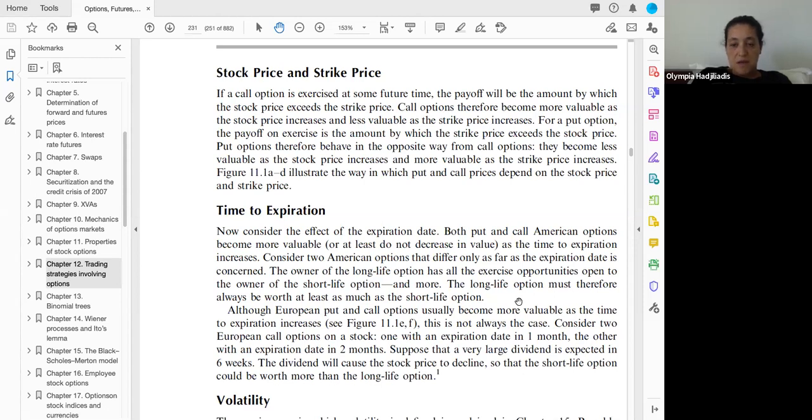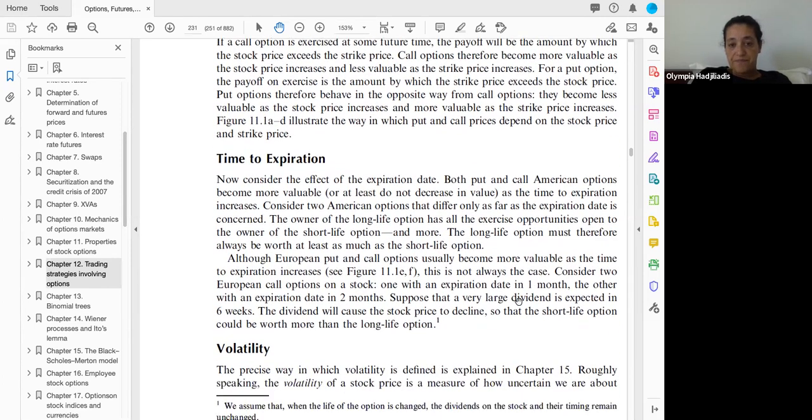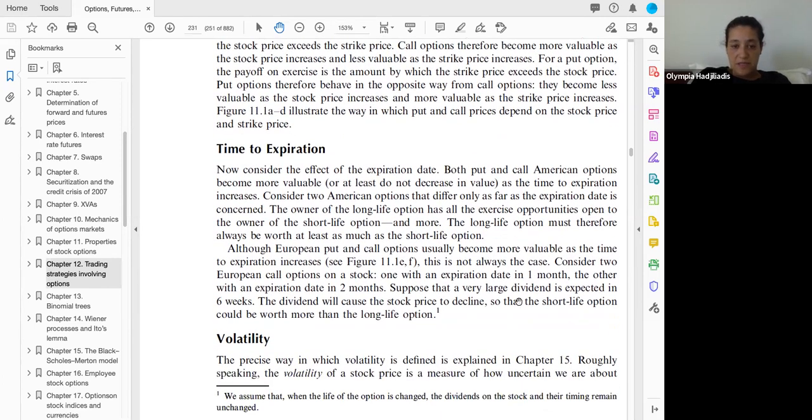Although European put and call options usually become more valuable as the time to expiration increases, this is not always the case. Consider two European call options on a stock, one with an expiration date in 1 month and the other with an expiration date in 2 months. Suppose that a very large dividend is expected in 6 weeks. The dividend will cause the stock price to decline so that the short life option could be worth much more than the long life option. Okay, so it's not clear what happens there, it depends on the dividend.